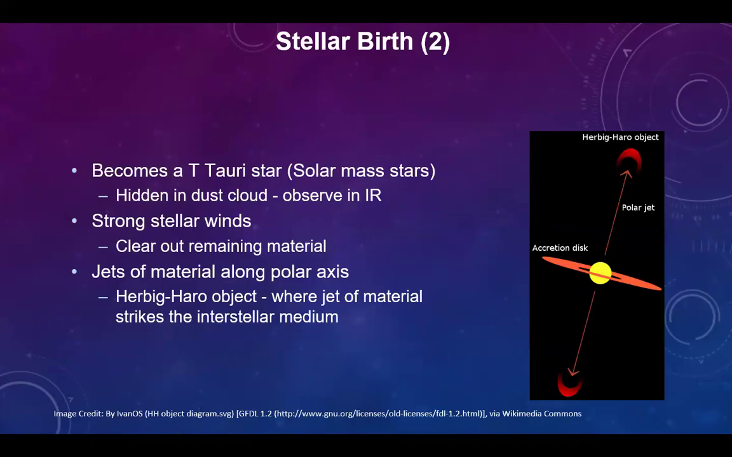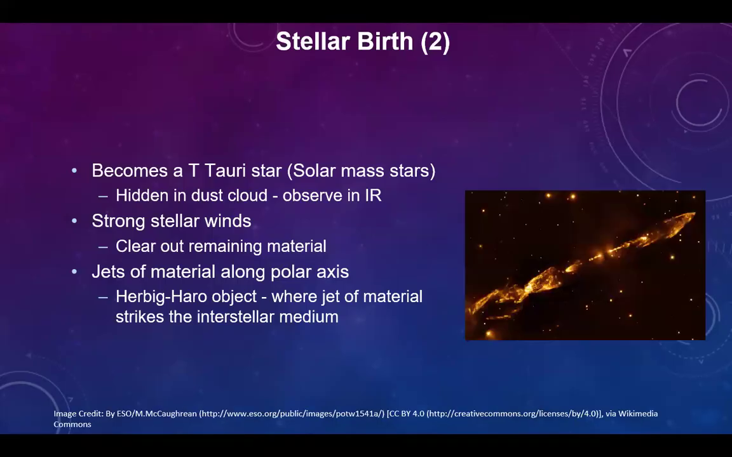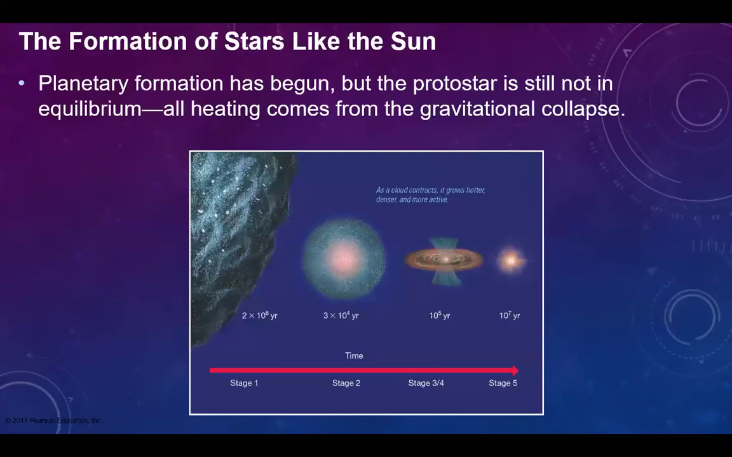So as you have the protostar with an accretion disk, which could become planets, you get jets of material off the poles, and where it hits other material, you get this Herbig-Haro object. It's like a shock wave. And here's an actual picture of one of these. So we have a protostar here, and these are the Herbig-Haro objects, jets of material hitting their surrounding medium.